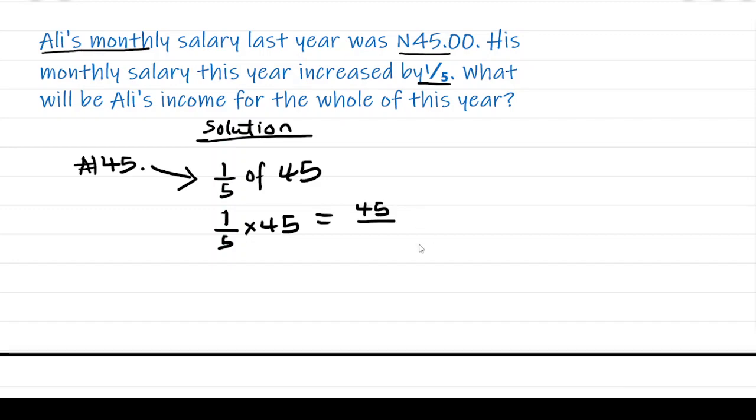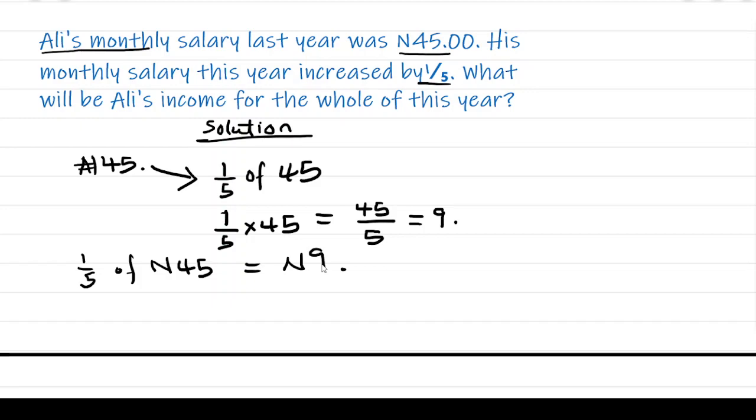So this is equal to 9. Therefore, 1/5 of 45 naira is equal to 9 naira. So we now know that they increased the salary by 9 naira.